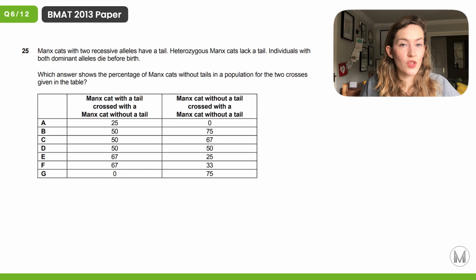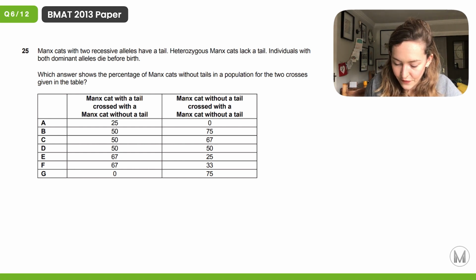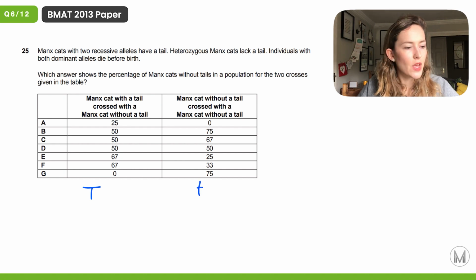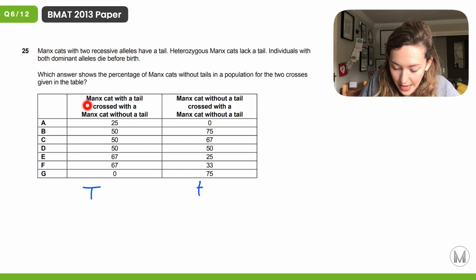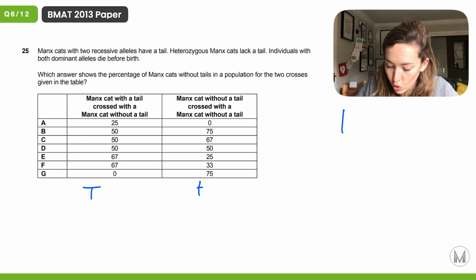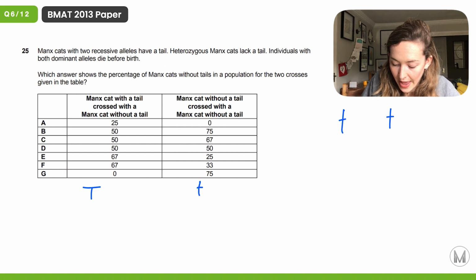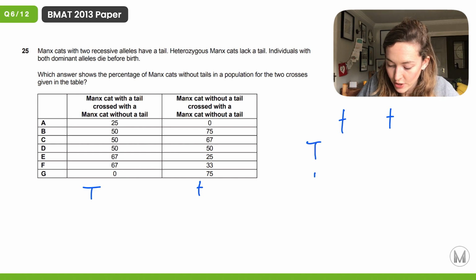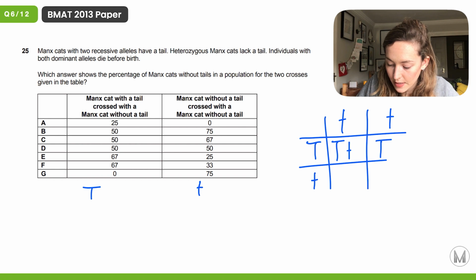So in this 2013 paper, let's define the dominant allele as T and the recessive allele as lowercase t. So we're going to cross a Manx cat with a tail. Manx cats with two recessive alleles have a tail. So two recessive alleles, my Punnett square. And I'm going to cross it with a Manx cat without a tail. And here it says that heterozygous cats lack a tail. So I'm going to have my heterozygous and I'm going to draw my Punnett square. So capital T, lowercase t, and as such.